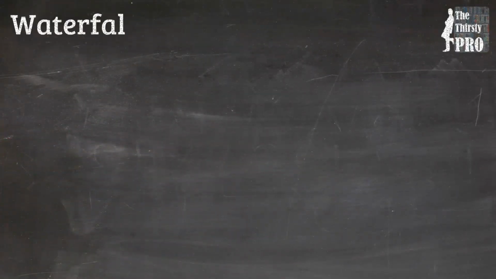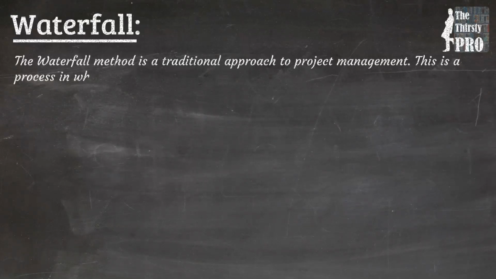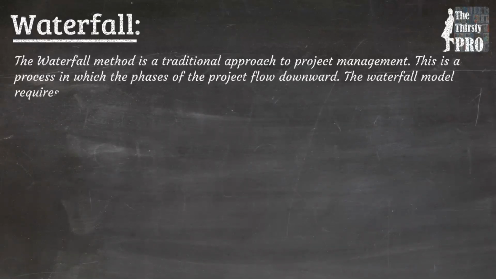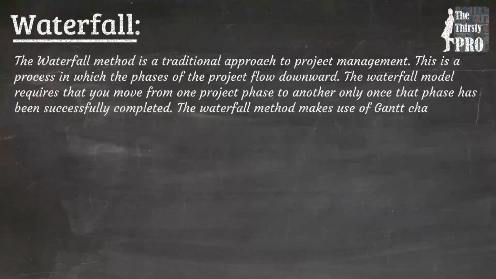First methodology that we will discuss is Waterfall. The waterfall method is a traditional approach to project management. This is a process in which the phases of the project flow downward. The waterfall model requires that you move from one project phase to another only once that phase has been successfully completed. The waterfall method makes use of Gantt charts for planning and scheduling.